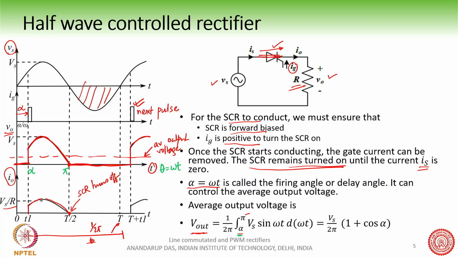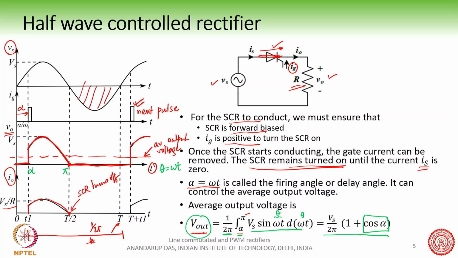So that's what we have used here: 1 by 2 pi, alpha to pi, Vs sine omega T d of omega T, or you can also say Vs sine theta d of theta. And this value will come out to be Vs by 2 pi times 1 plus cos alpha. We understand that this output voltage V out can be changed by changing the firing angle alpha, right?